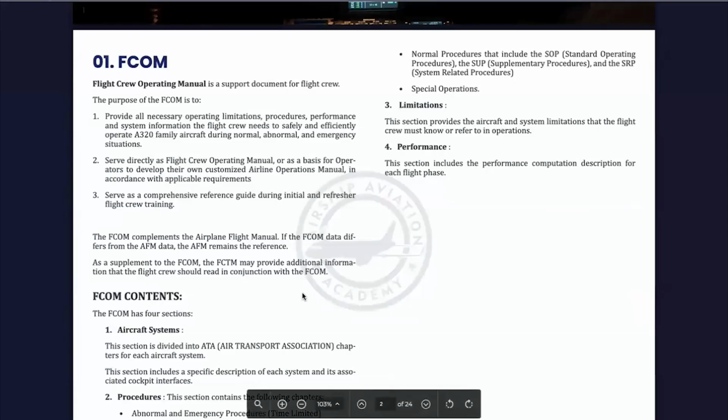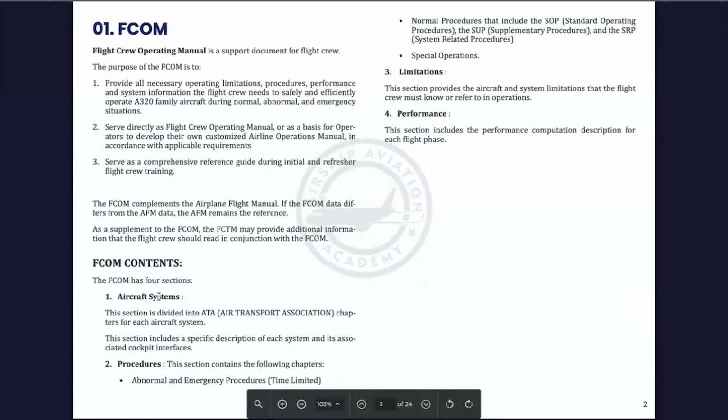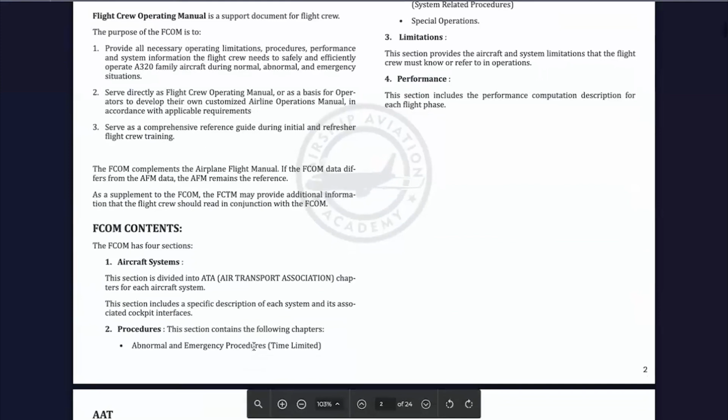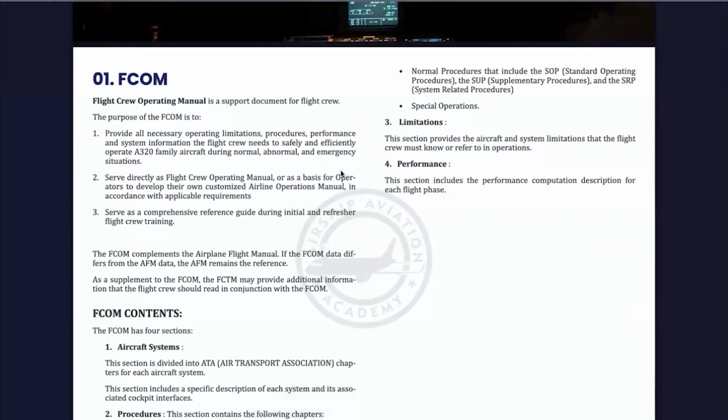So this is what I have already shown, that it has four sections. That is aircraft systems, the ATA, Air Transport Association chapters, that explain all the systems. Then we have procedures: abnormal and emergency procedures, which is time limit, and then normal procedures. Normal procedures include the standard operating procedures, the supplementary procedures, and the system related procedures. So procedures will be your Bible. This is what you have from the start.